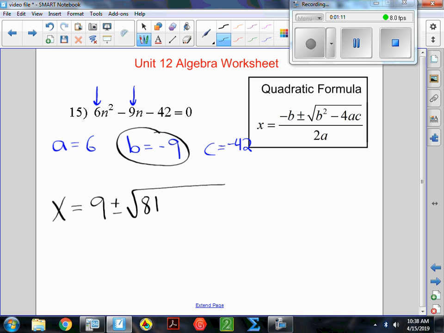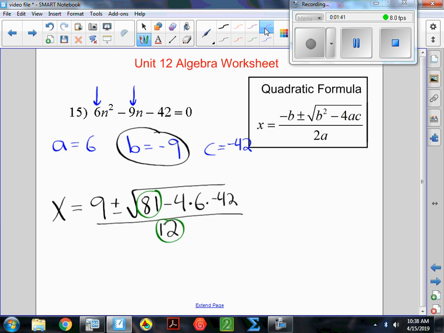So b squared minus 4 times a, which is 6, times c, which is -42, all over 2 times a. 2 times a is 12. Again, the fact that I'm writing the b squared in and the 2 times a comes from years of watching students type into their calculator the quadratic formula and make mistakes. So if you just do what I say, you should be able to get it right.